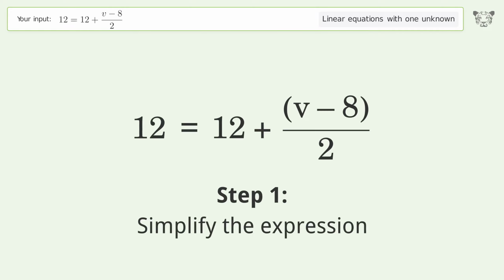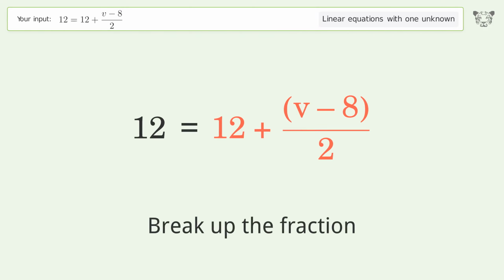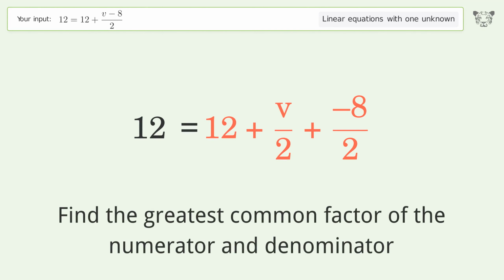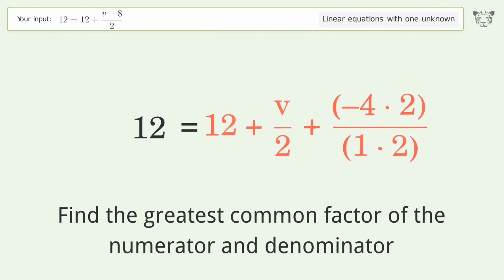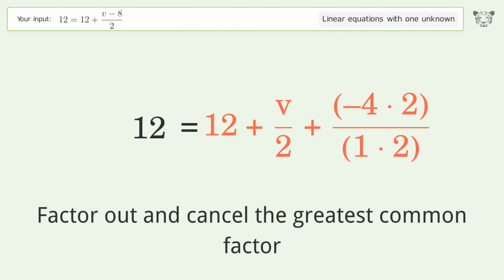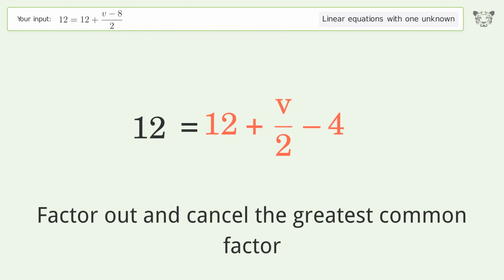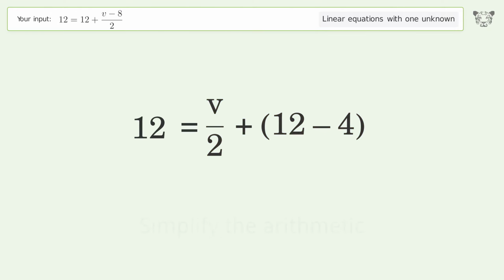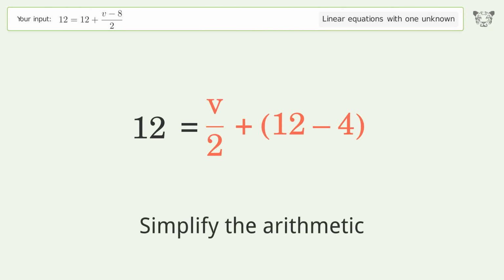Simplify the expression. Break up the fraction. Find the greatest common factor of the numerator and denominator. Factor out and cancel the greatest common factor. Group like terms. Simplify the arithmetic.